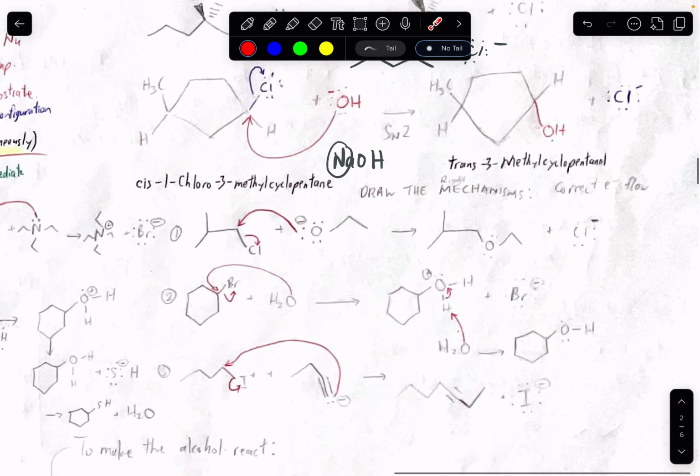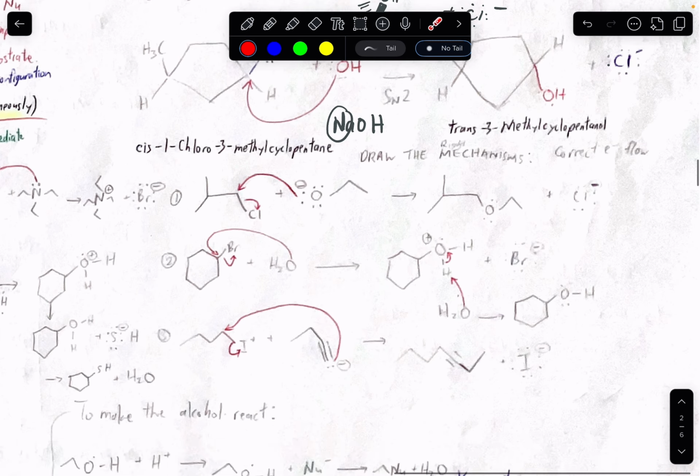And what determines a good nucleophile is basically if it's negative, then it is good. But H2O is not negative, so it's a neutral nucleophile. And you place an arrow to the carbon, and then an arrow to bromine coming from the same line.